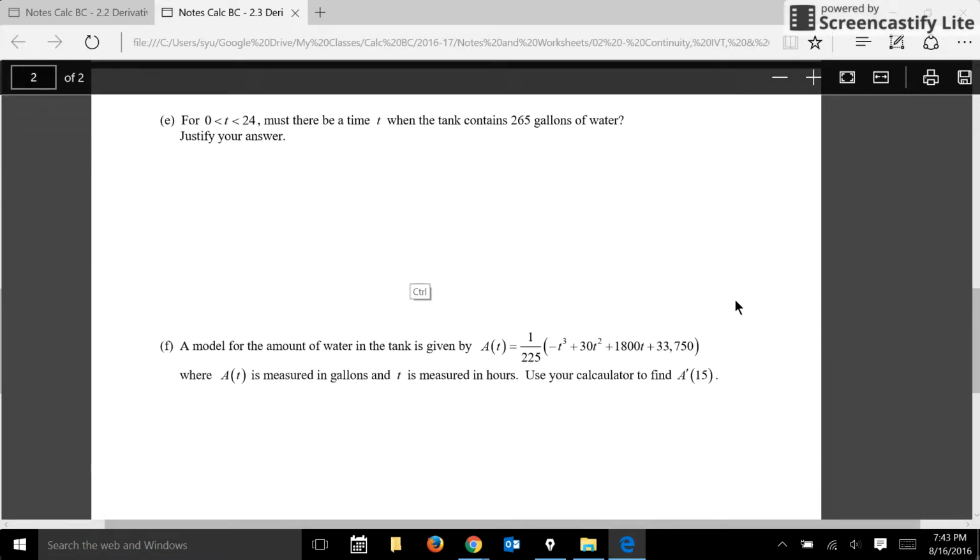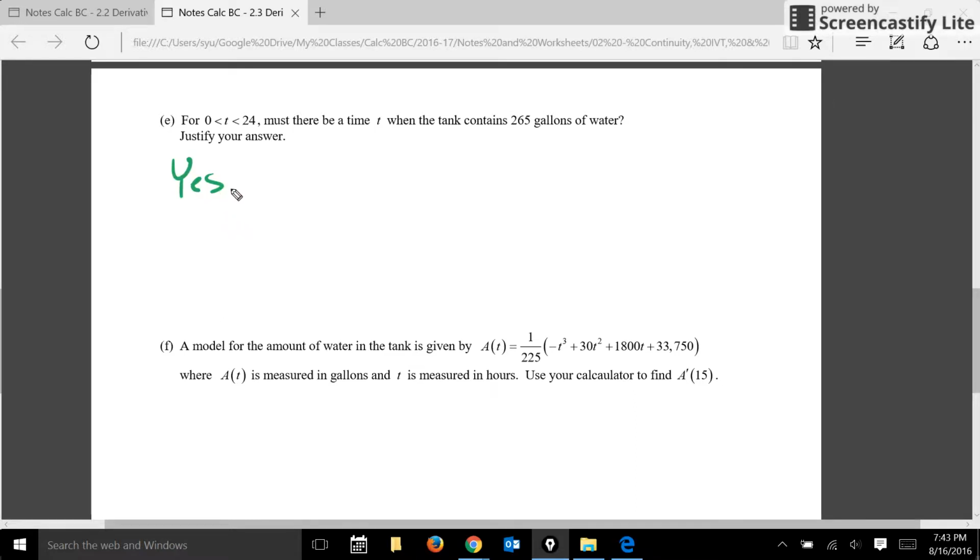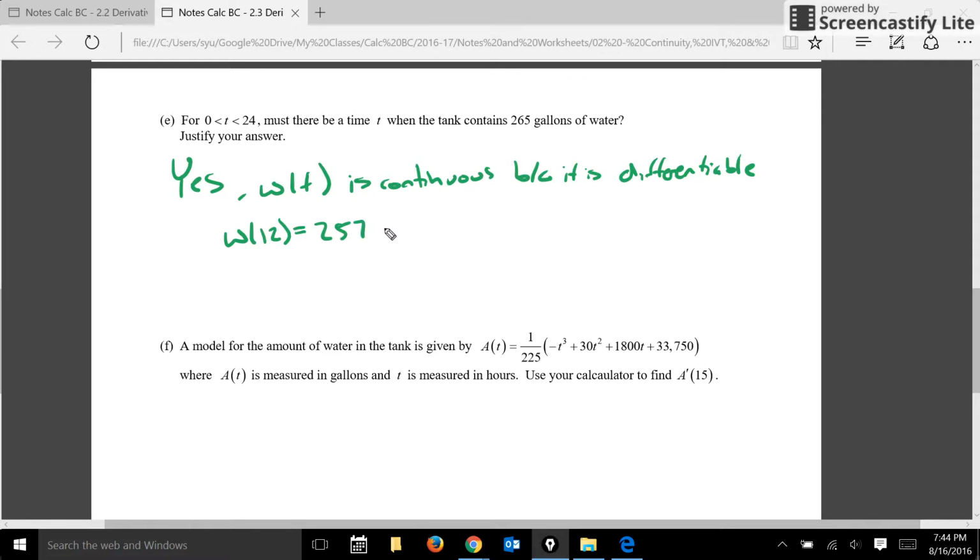So I can say, yes, yes I can. I know that W of t is continuous, right? And the reason I know that is because it says that it's differentiable. And if it's differentiable, it's definitely continuous. It's not necessarily true the other way around, but if it's differentiable, it's continuous. And I know that W of 12 is 257, which is less than 265, which was our goal, which is less than W of 16, which is 294 gallons, right? I know that it falls in between there, so by IVT, it's true. All right, let's keep going.